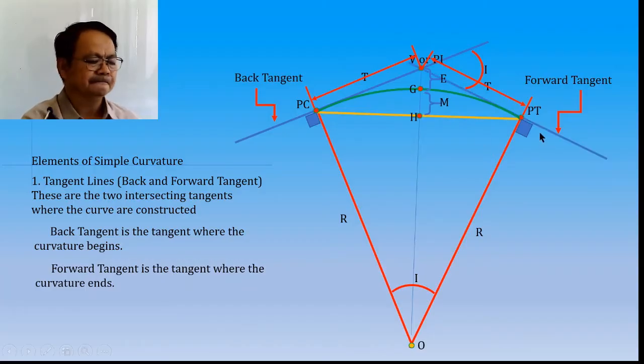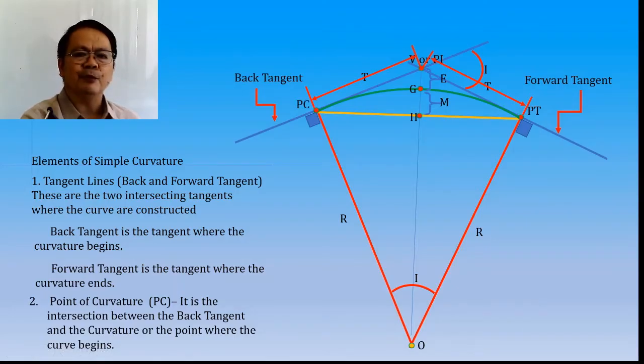The second one is the point of curvature. Ito yung point, or the intersection between the back tangent and the curvature, or the point where the curve begins. Ito yung point na kung saan siyang naging intersection ng back tangent at ng ating curvature. At ito rin yung simula ng curvature.